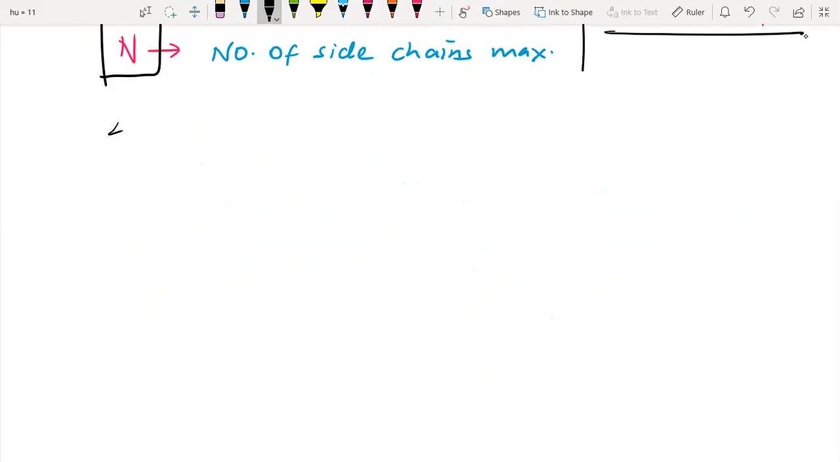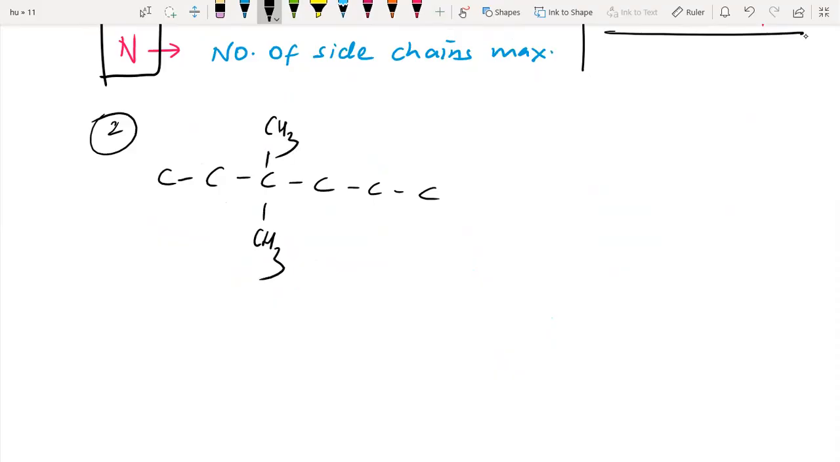Now the second example we'll take here. 6 carbons were there. Again I'll write 6 carbons here. Say 3, 4. Now I have here a CH3 group, and say I have C2H5, CH3, and CH2, CH3.